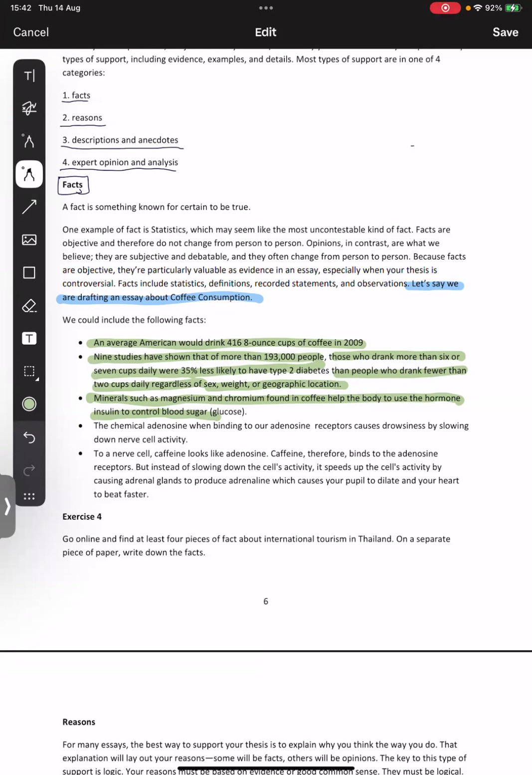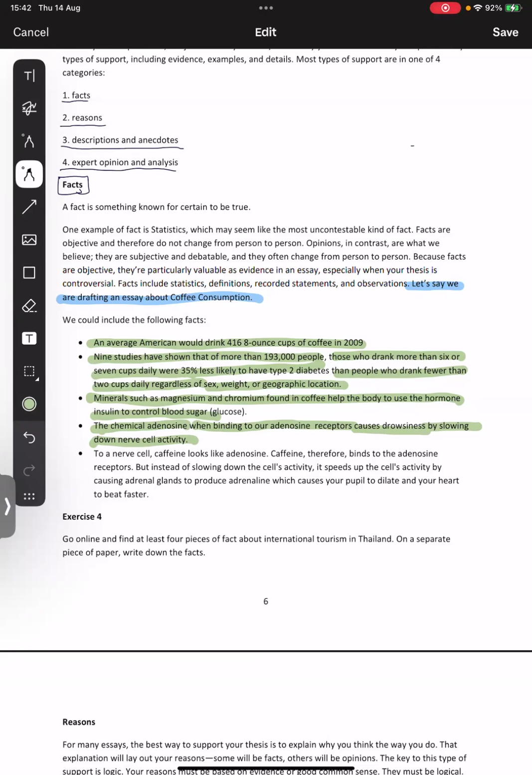Next, the chemical adenosine, right? When binding to our adenosine receptor, which is just a neuron receiver in our body, it receives signals, right? But when this chemical is attached to the adenosine receptor, it will cause drowsiness because it will slow down the nerve cells' activity, right?